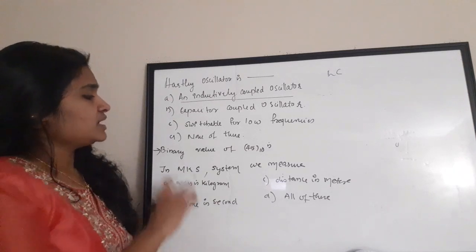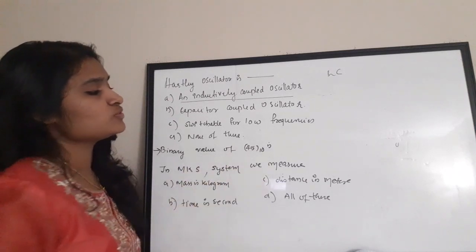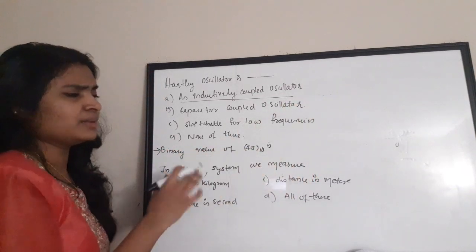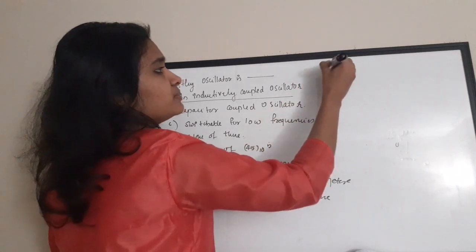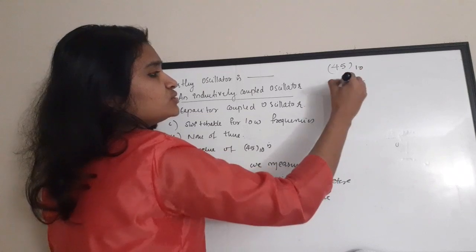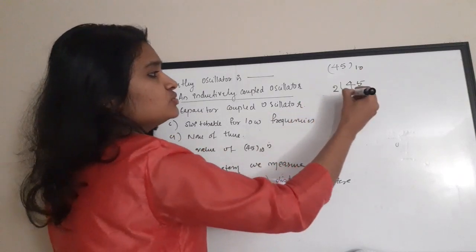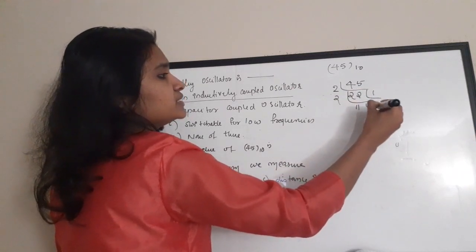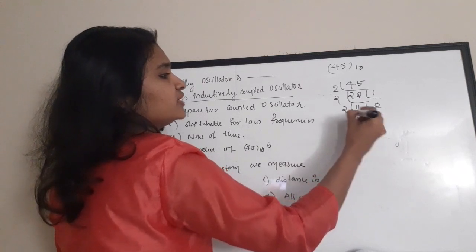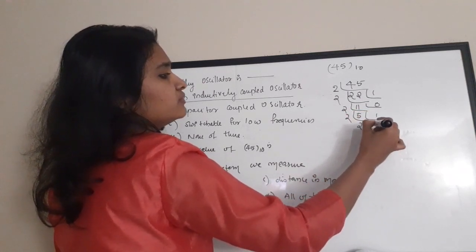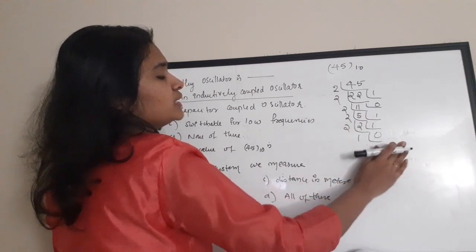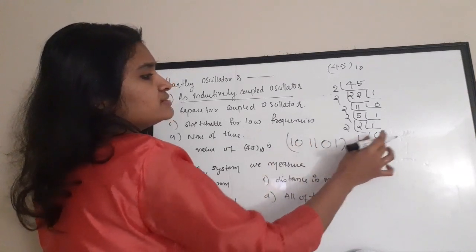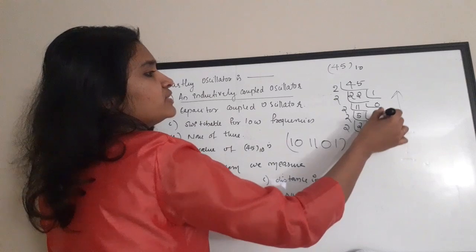Okay, next question. Binary value of 45 to the base of 10 is dash. I have not written the options here because it can be directly answered. 45 to the base 10. We are going to convert it to binary format. Dividing by 2, it is 22 remaining 1, 2 into 22 is 11 remaining 0, 2 into 11 is 5 remaining 1, 2 into 5 is 2 remaining 1, 2 into 2 is 1 remaining 0. The answer is 1, 0, 1, 1, 0, 1 to the base of 2.